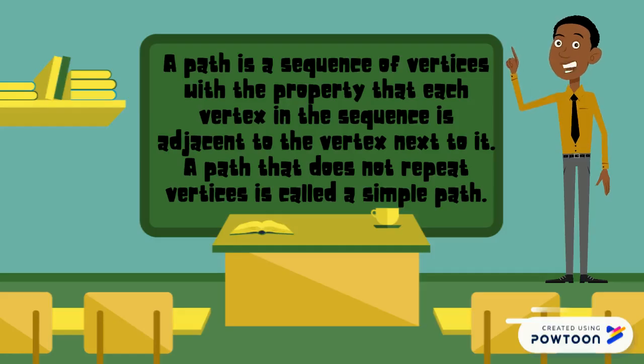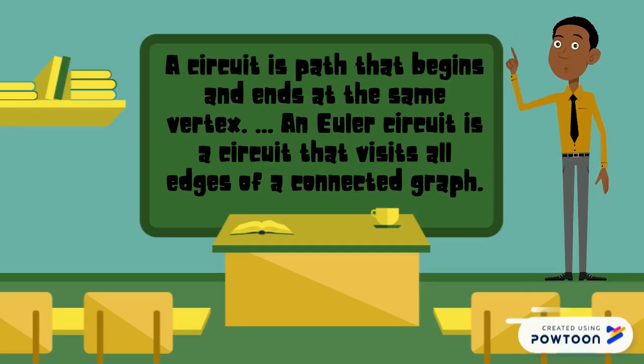A path is a sequence of vertices with the property that each vertex in the sequence is adjacent to the vertex next to it. A path that does not repeat vertices is called a simple path.